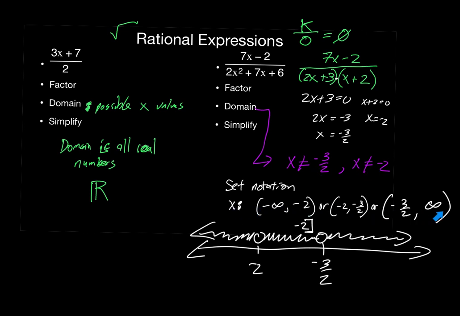I also love this, but this is not going to be enough. If you say, well, x can't be negative 2, x can't be negative 3/2, you haven't told me what it can be. Any real number but those two, now you've told me what x can be, and that's what the domain is.